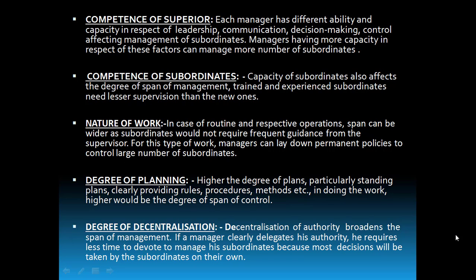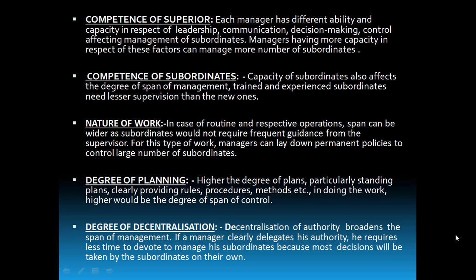So, in an organization where the degree of planning is very high, where the rules, procedures, methods, everything is very clear, the span of control can be wider. There, a single manager can manage a large number of subordinates. But in an organization where the degree of planning is not very high and the rules, procedures are not clearly mentioned, that organization should opt for narrow span of control, where a single manager will see a lesser number of subordinates under him.